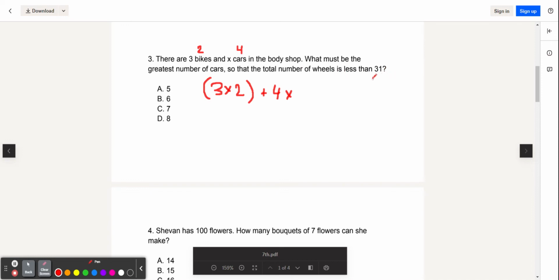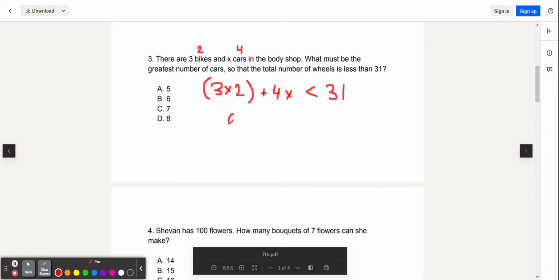Wheels less than 31. Well, we have 31 here, and now we're going to have a greater than or less than symbol. Reading it again, it is clear that, well, if you want the total number to be less than 31, that's what we want. We want it to be less than 31.